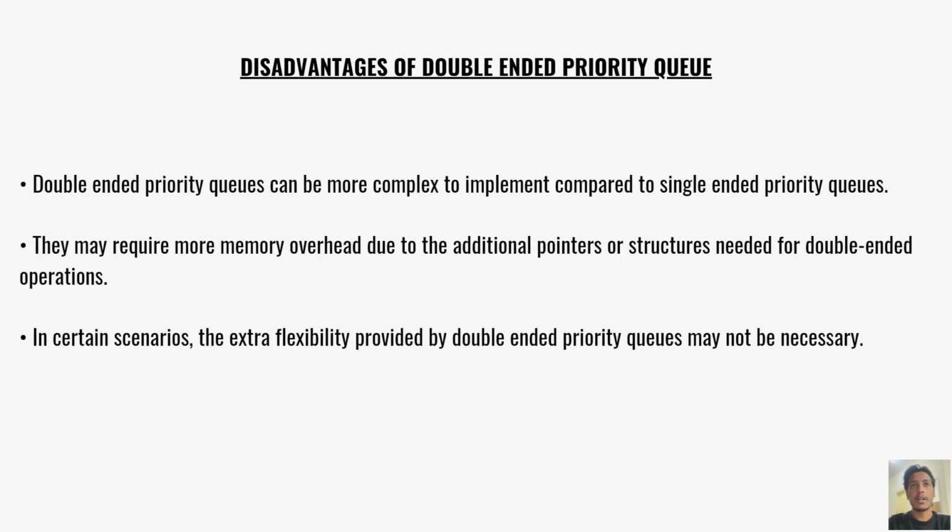Disadvantages of double-ended priority queues. Double-ended priority queues can be more complex to implement compared to single-ended priority queues. They may require more memory overhead due to additional pointers or structures needed for double-ended operation. In certain scenarios, the extra flexibility provided by double-ended priority queues may not be necessary.